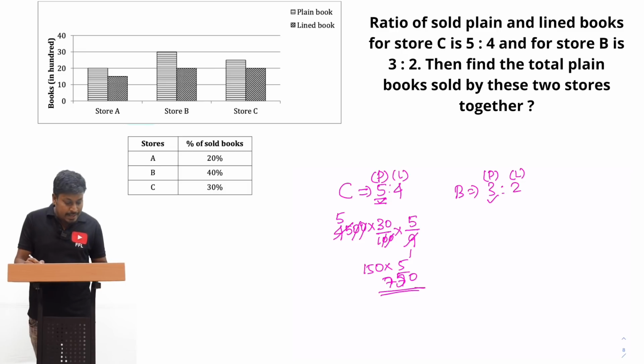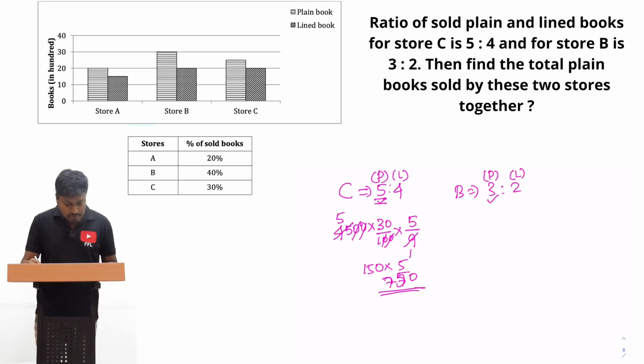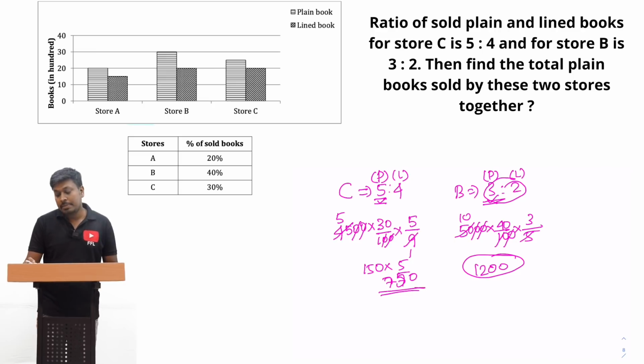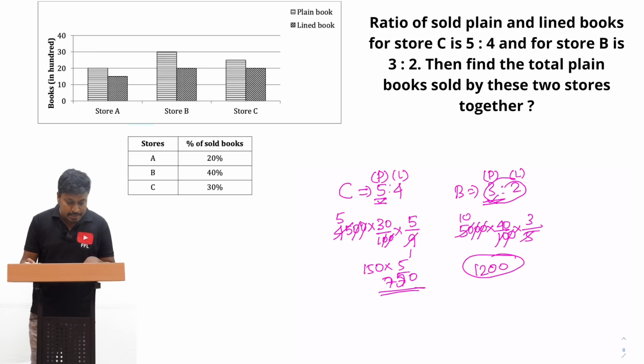Similarly, let me target the second store, that is store B. The total number of books is 5000. Out of this 5000, 40% of the books are sold, so 40 by 100. Out of the total books, our target is to find only the plain books. Plain books are in ratio 3, divided by the total, that is 5. Got it? So we can cancel the zeros here. So this becomes 1200. So 1200 is the total number of plain books sold by store B, and for store C we found 750.